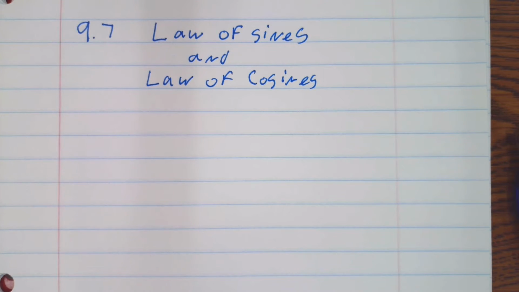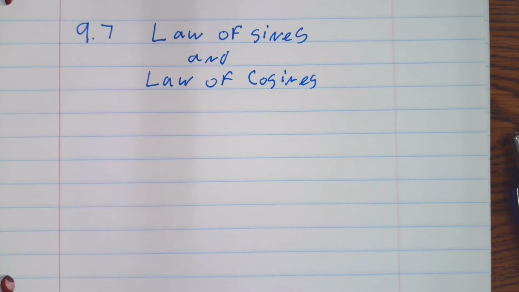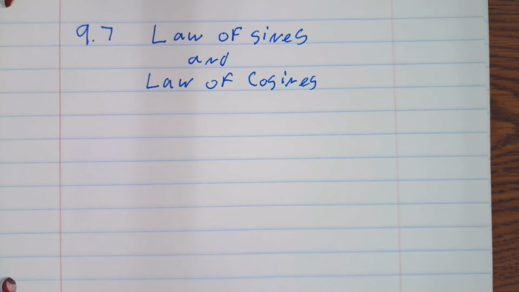All right, we're going to do the last section of this chapter, which means tomorrow will be the chapter review. And so we're going to go over the law of cosines and the law of sines. Of course, not in that order. We're doing it in this order.